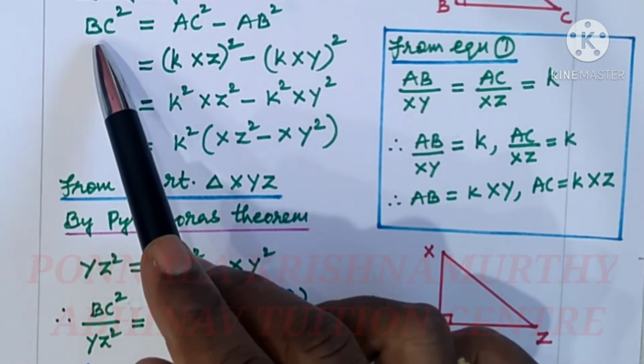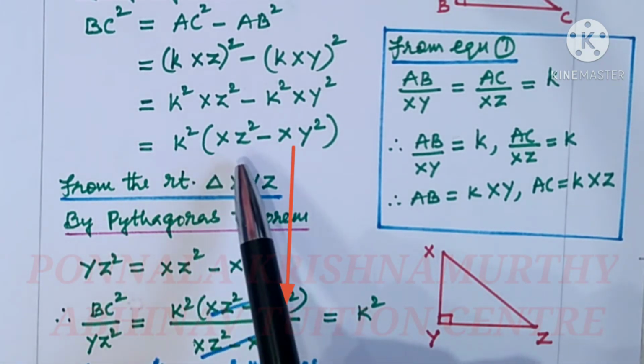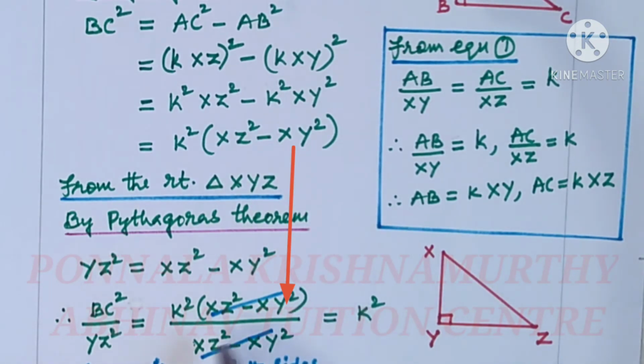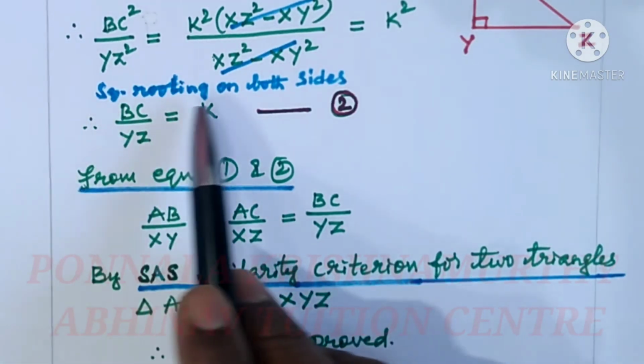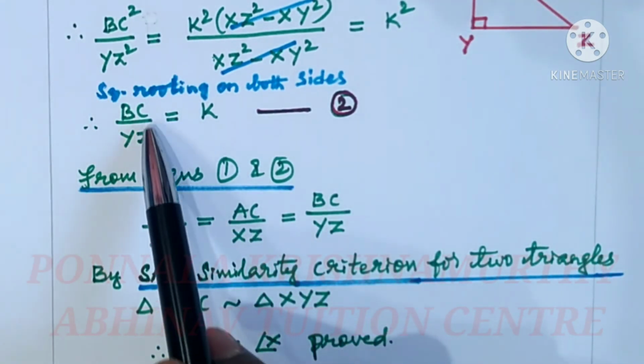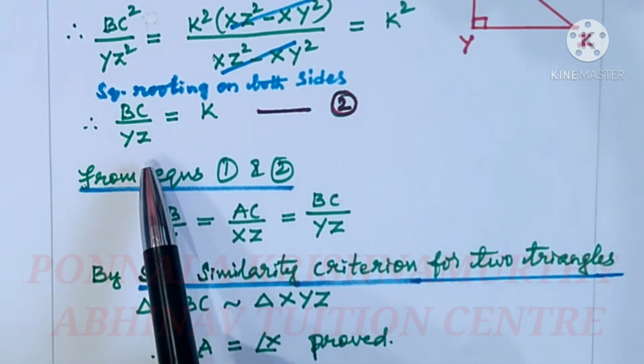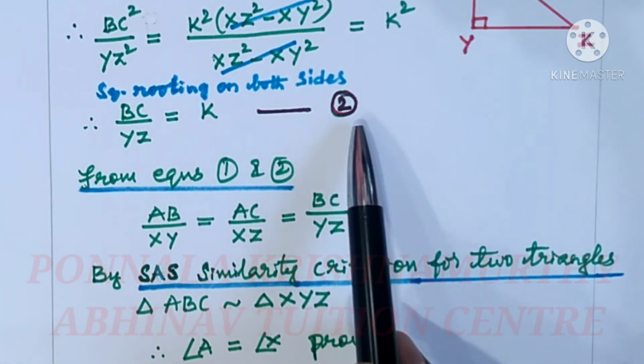Then BC square by YZ square is equal to K square into XZ square minus XY square by XZ square minus XY square. Here these two are cancelled. This is equal to K square. Square rooting on both sides. Now BC square by YZ square becomes BC by YZ. K square becomes K. So BC by YZ is equal to K. Let this be equation 2.